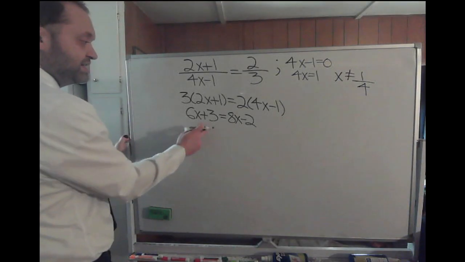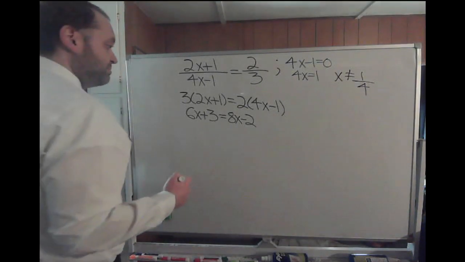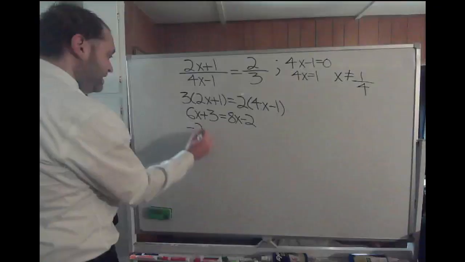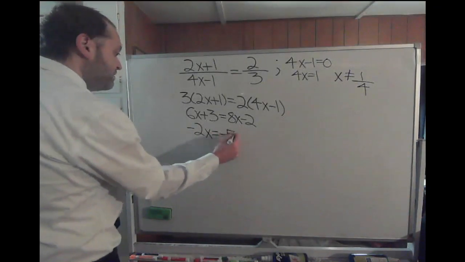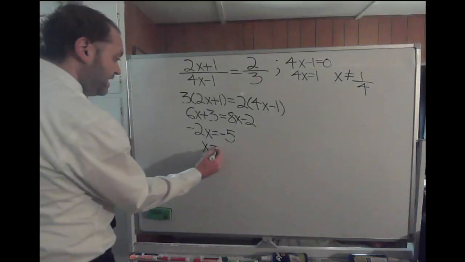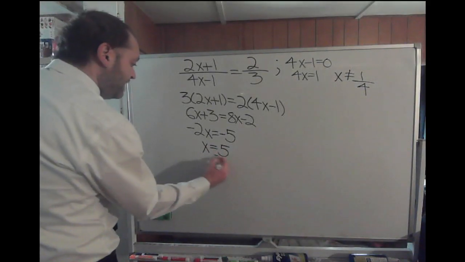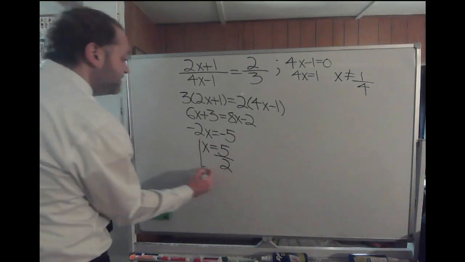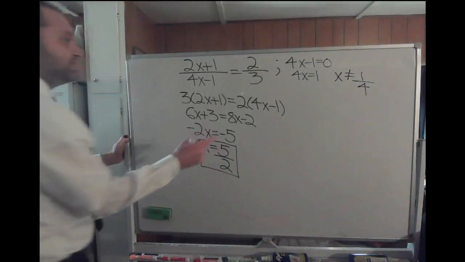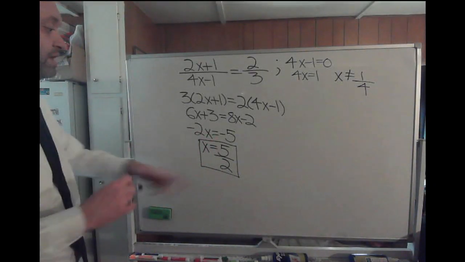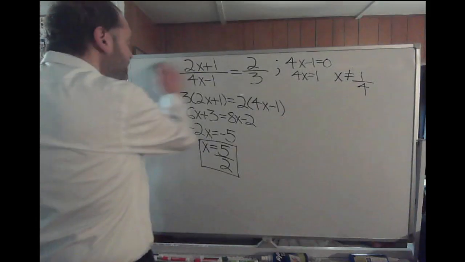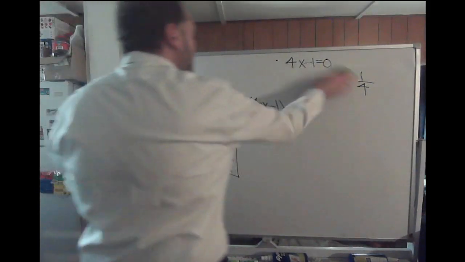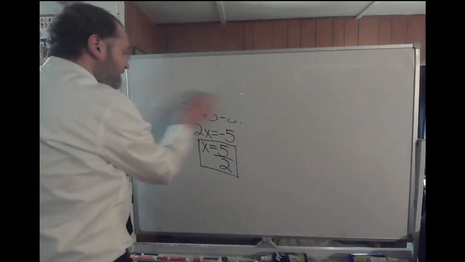If you simplify 6x plus 3 equals 8x minus 2, you'll get negative 2x equals negative 5, which would then give you that x equals positive 5/2. And that is a viable solution. That's not an excluded solution, so x equals 5/2 is completely viable. And yes, sometimes you will get fractions in your denominator. You do have that sometimes.